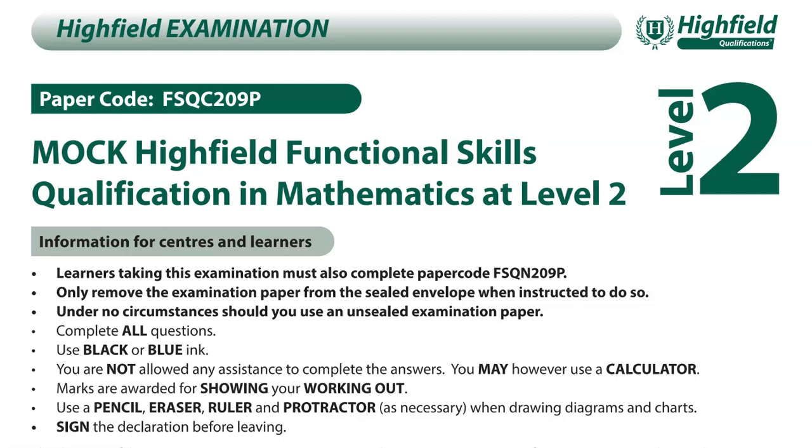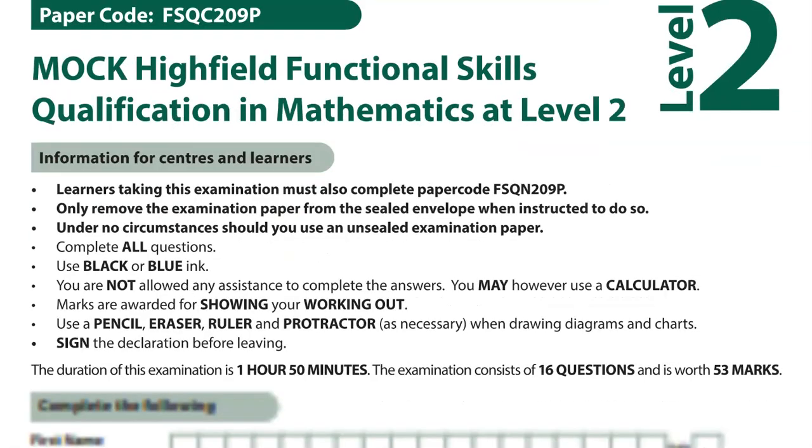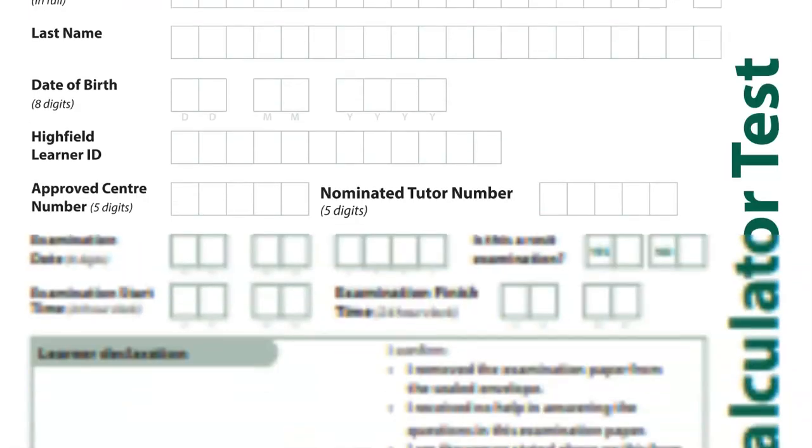This is the second part of a Level 2 Functional Skills Maths paper from Highfield. In this part you can use a calculator.